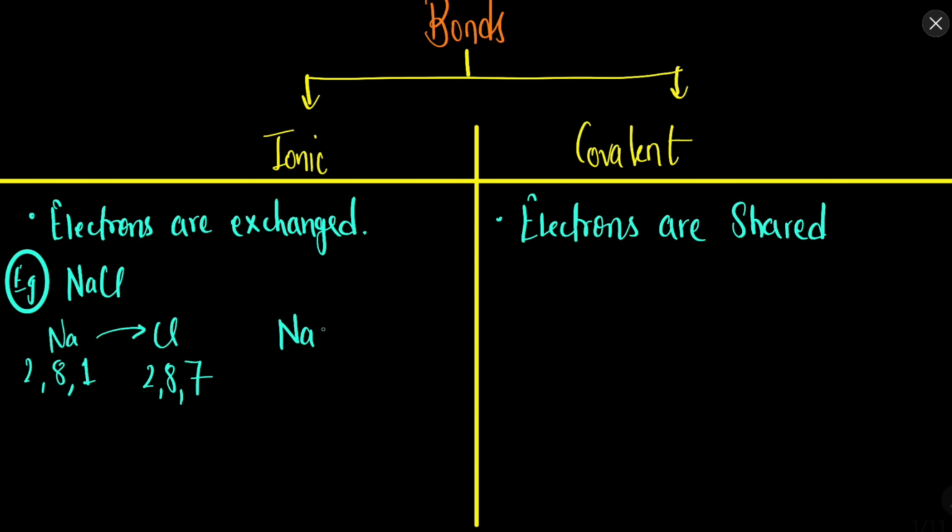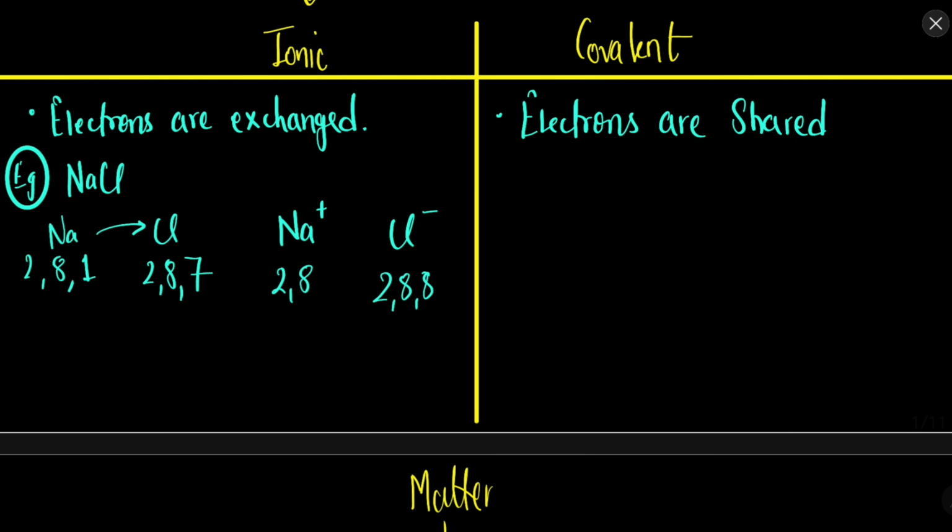So ultimately what will happen? Sodium will become positive because it has 1 electron less. Protons are 11 but electrons are 10. And chlorine will become negative because it has 17 protons but the electrons will become 18. So ultimately they are opposite in polarity, so they will attract each other and form NaCl. So NaCl is formed by the exchange of electrons between the sodium and chlorine atoms.